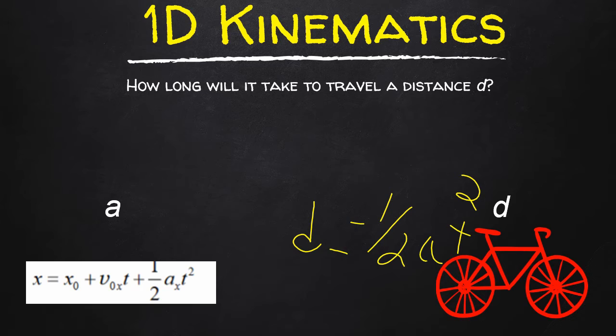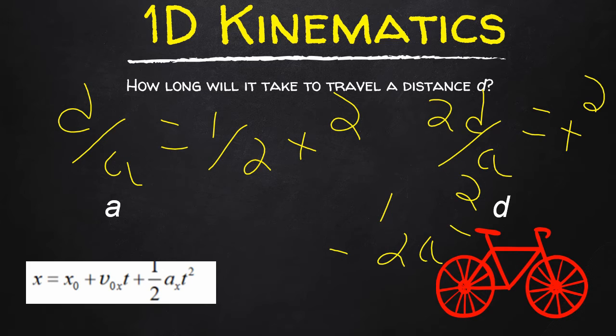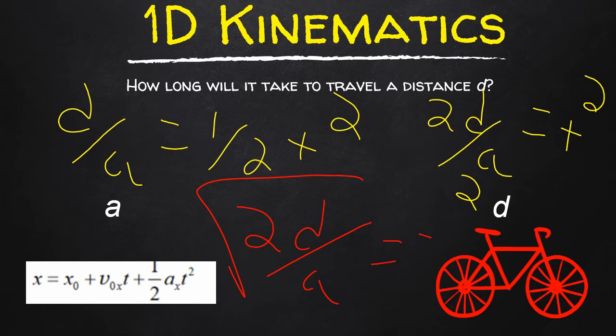Now all we have to do is solve for time. So let's divide by a on both sides. So we have d divided by a equals 1/2 t squared. And then we have to get rid of this 1/2, so let's multiply by 2 on every side. So we get 2d divided by a equals t squared. The last step is to notice that we have a t squared and not a t, so you need to square root everything. If we do that, we end up with the square root of 2d over a equals t.